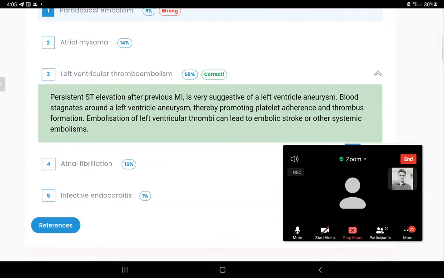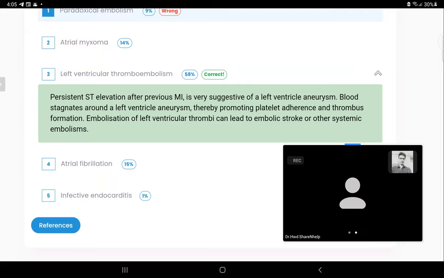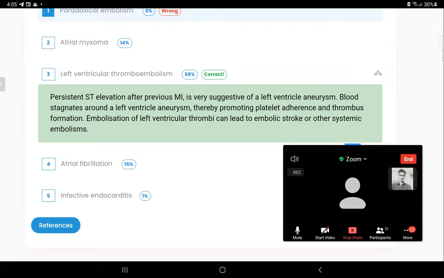Persistent ST elevation post MI in anterior lead in an ECG is suggestive of left ventricular aneurysm. Please do remember that. This is a paradoxical emboli, but the reason is because of left ventricular aneurysm. Okay?